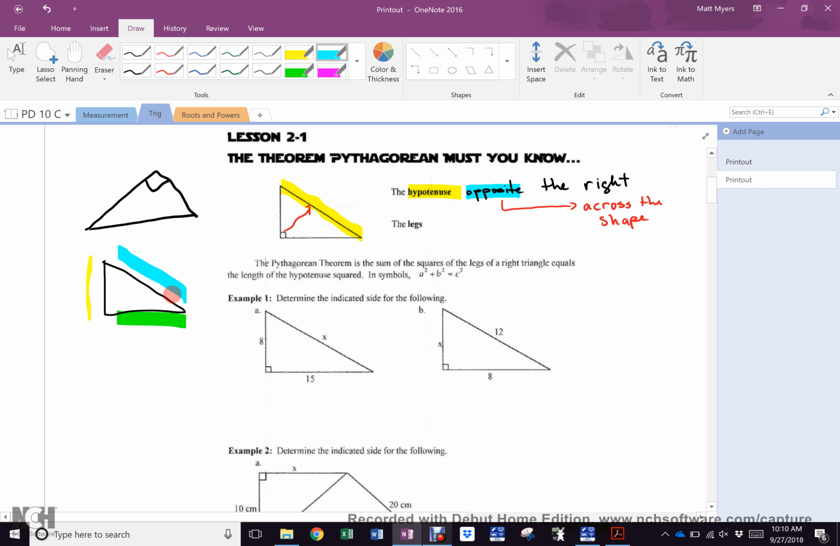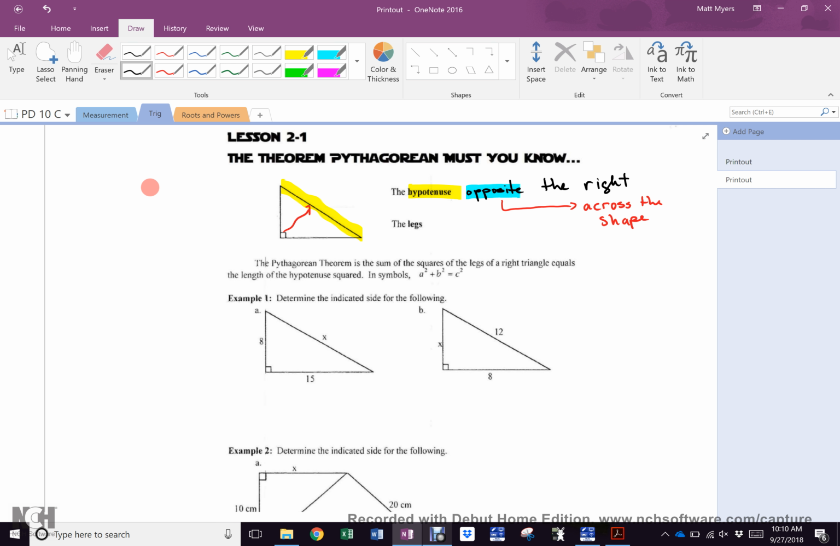Blue. Wrong. None of them are a hypotenuse. Why? Because there's no right angle. Now where's the hypotenuse? Blue. Okay, everybody cool? What does opposite mean? Across. Good. Okay. The legs are the other two sides.